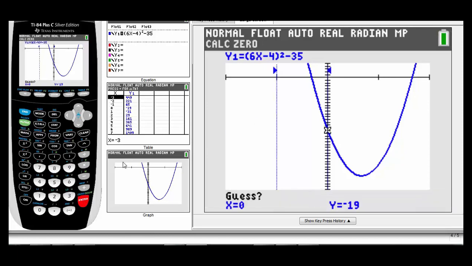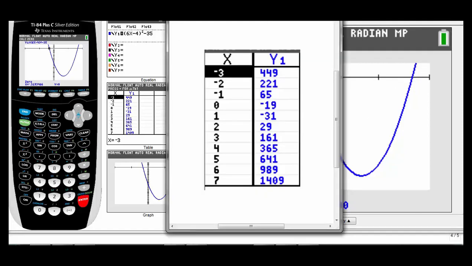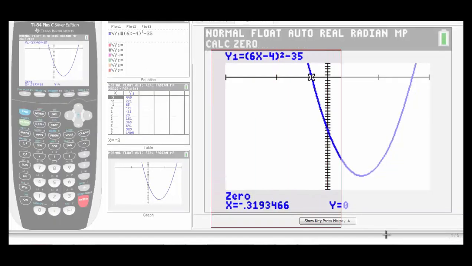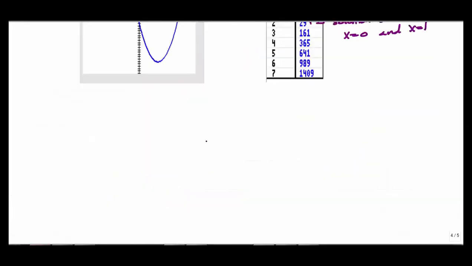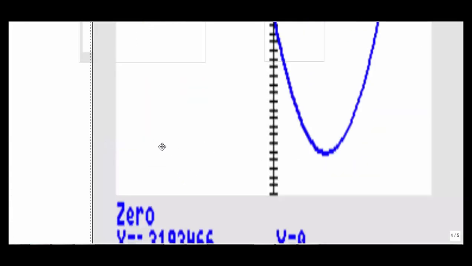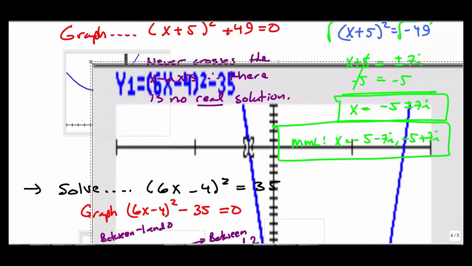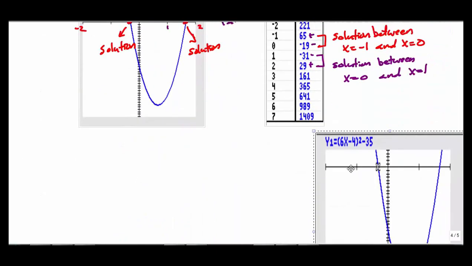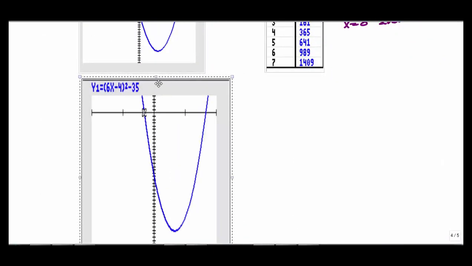So I know I have a solution between there. Now with the guess, if you want to, you can move up here, or you can just leave it as is and hit enter. And that's telling me one of my zeros is right here at -3.193466. And then I could do the same thing over here to find my other 0. I'm just going to go after the 1, 0 right now because I need to find exact answers anyway. So I'll be able to check one of them. Okay, so there's one of my solutions that I can see here.